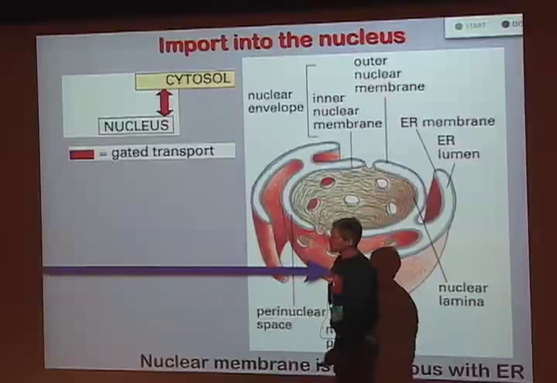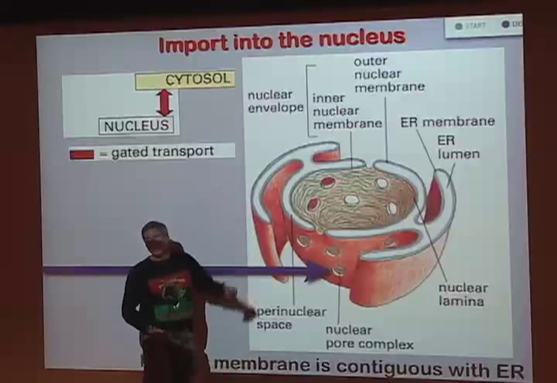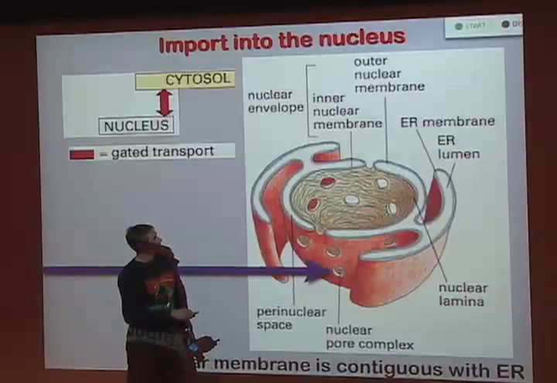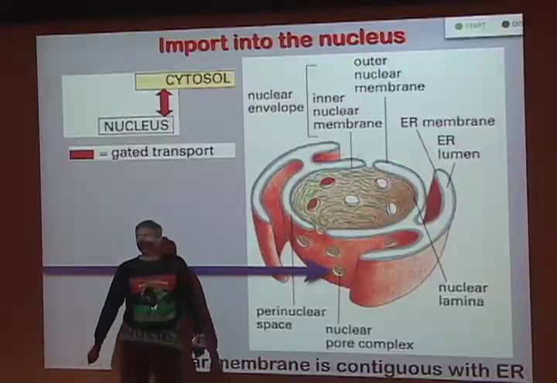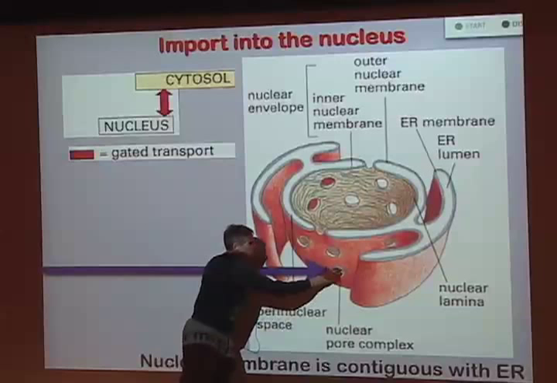Okay. So let's talk first about nuclear import. The nuclear membrane is contiguous with the ER, okay? It's part of the endoplasmic reticulum. There are holes in this double membrane. The ER lumen is inside, and it extends to the nuclear membrane. The holes go through the two membranes, and that's the nuclear pore complex.